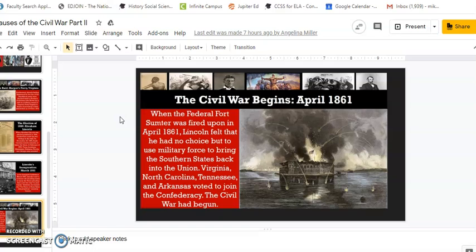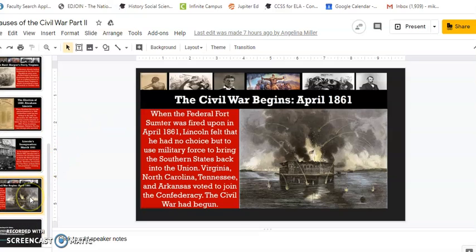So the first state to secede is South Carolina, and that's under John C. Calhoun, which we've talked about several times before. Like I said, they become the first state to officially secede from the United States, and they leave along with 6 other states, such as Virginia, North Carolina, Tennessee, Arkansas, and they join the Confederacy. So officially, the war begins. And the first shot is fired in North Carolina in Fort Sumter, and that's in April 1861.